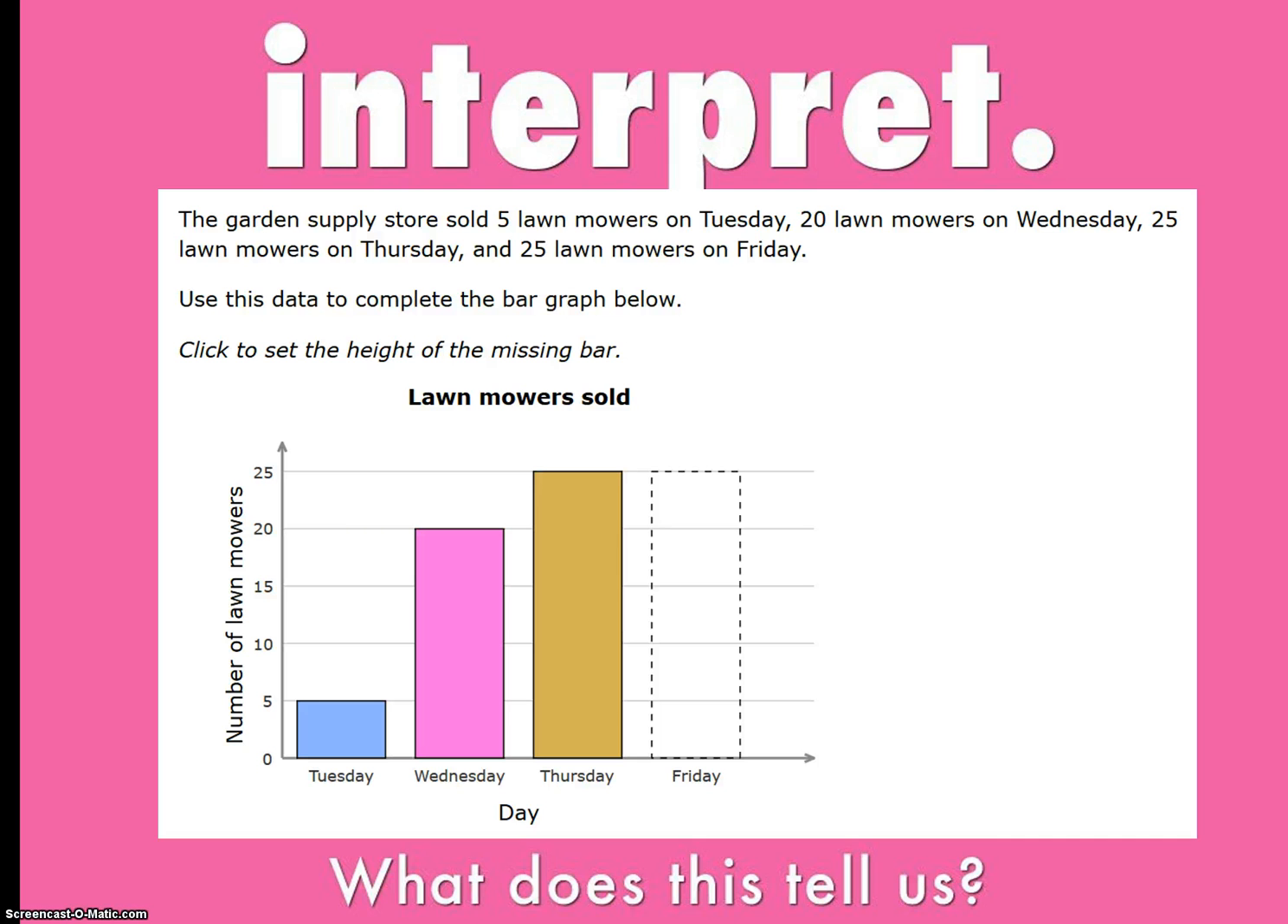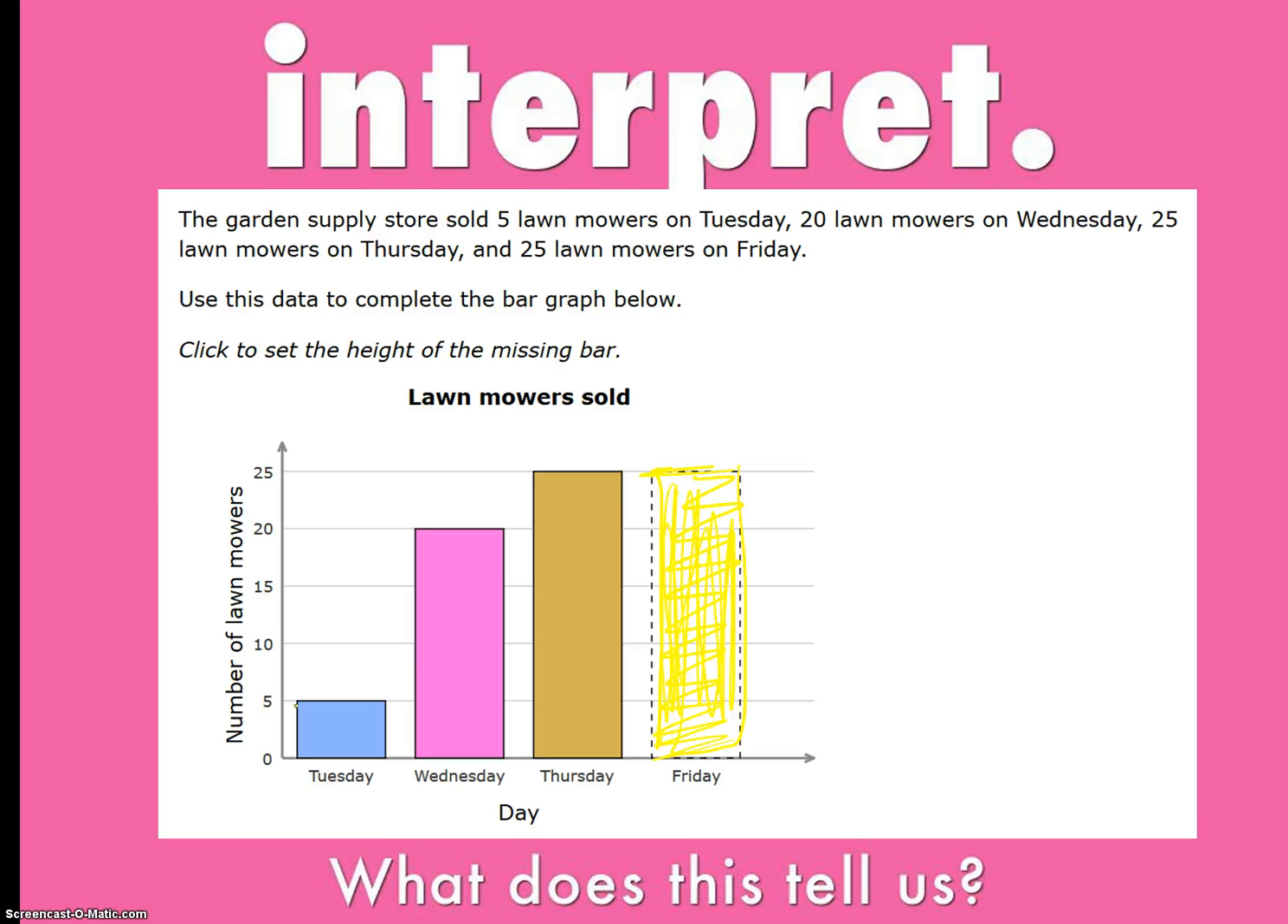So the garden supply store sold 5 lawnmowers on Tuesday, 20 on Wednesday, and 25 on Thursday, and 25 more on Friday. Use the data to complete the missing bar graph. So if you had this, you just have to select the number that matches up with 25. It should be fairly easy to do, straightforward. You just want to make sure you toggle up to 25 and then release your cursor and it would click and you would fill in 25. So 25 Friday, 25 Thursday, 20 on Wednesday, 5 Tuesday.